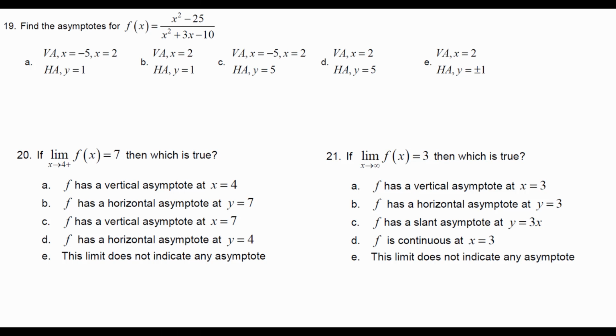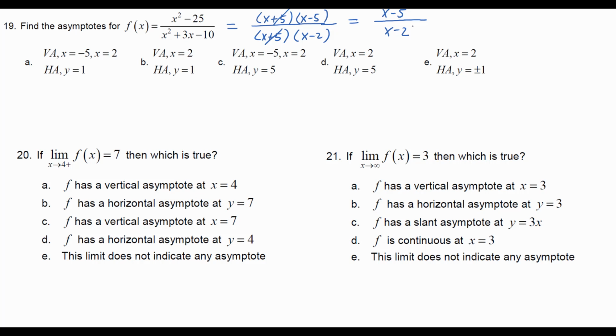Number 19. Find the asymptotes for f of x equals x squared minus 25 over x squared plus 3x minus 10. So let's factor this first. X squared minus 25 factors as x plus 5 times x minus 5. X squared plus 3x minus 10 factors as x plus 5 times x minus 2. So we know f of x has a hole at x equals -5. And when x is not -5, the function acts like x minus 5 over x minus 2.